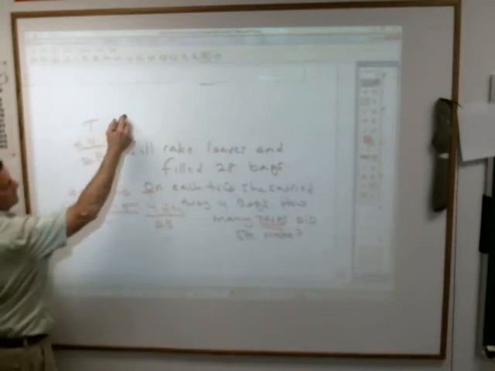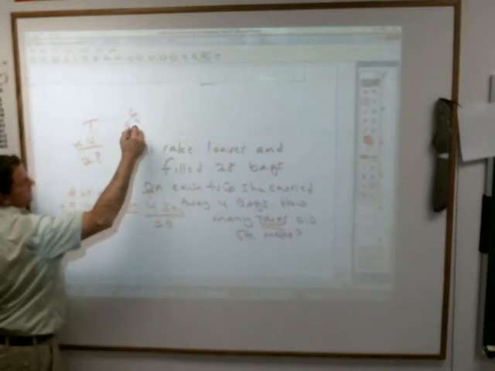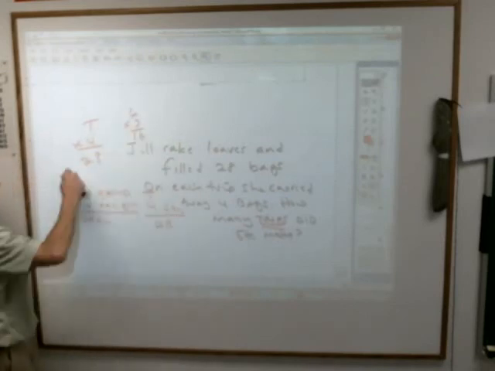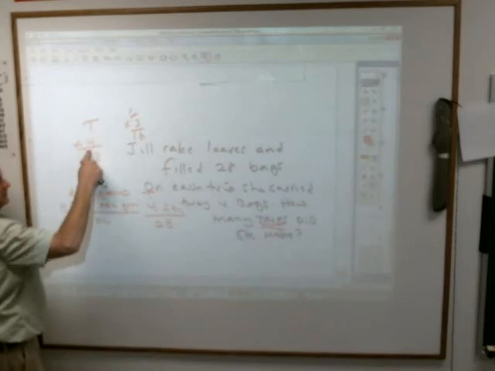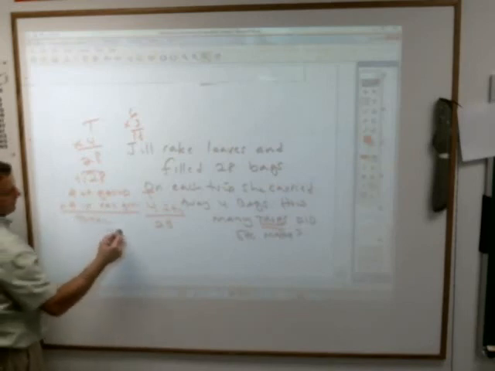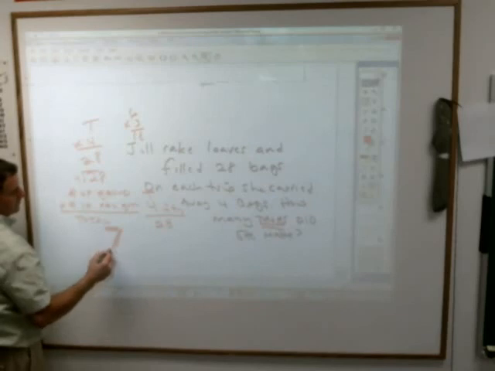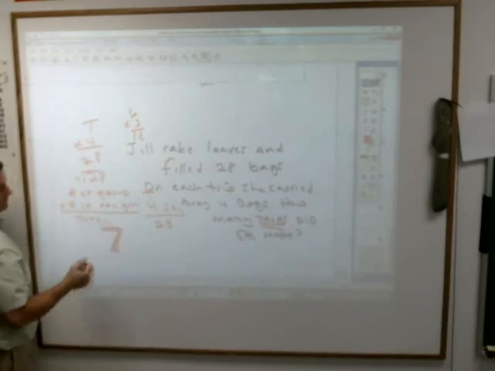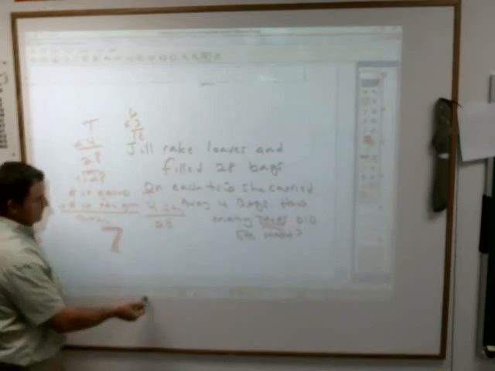And again, thinking of an easier problem, 6 times 3 is 18. If I'm missing the top, what do I do with these two to get 6? Divide. So my answer is 7. 7 trips.